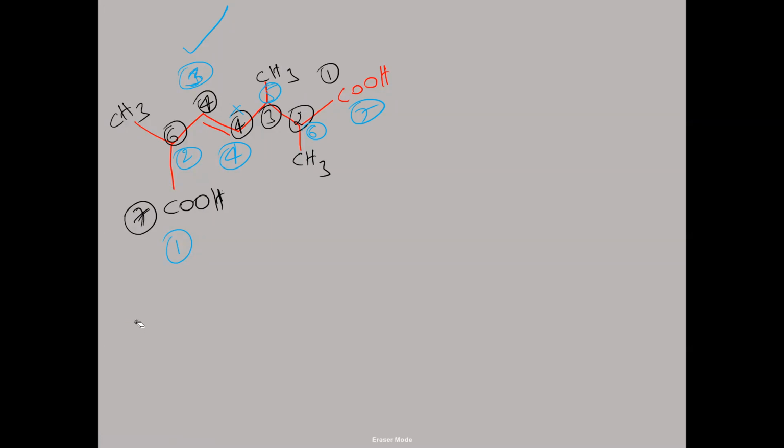What is the name of this? 2 comma. Now the second carbon is having one methyl, the sixth carbon is having one methyl, and the fifth is also having methyl. Fifth, sixth, and second carbon. So what do we write now? 2 comma 5 comma 6. Tri. The first letter always take capital. Trimethyl.